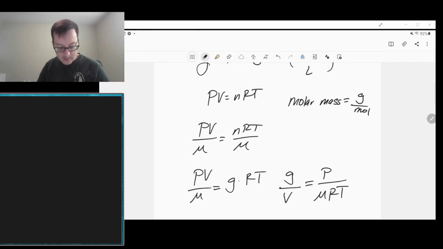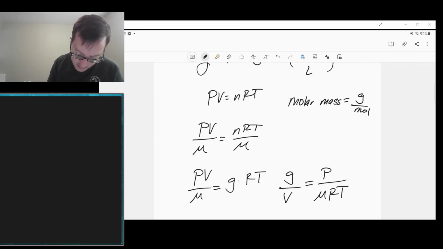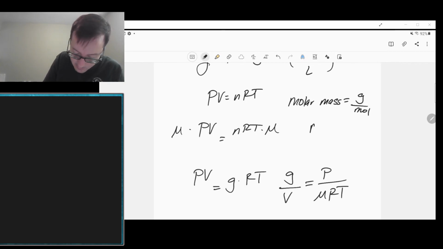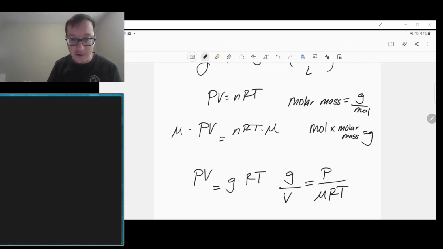right? Actually, I'm sorry, this should have ended up in the numerator. What have I done wrong? Oh, that wouldn't cancel. We need to multiply them. I'm sorry. Just kidding. Because moles needs to cancel out, right? Moles times molar mass equals grams, not divided. So I should have written out my units.